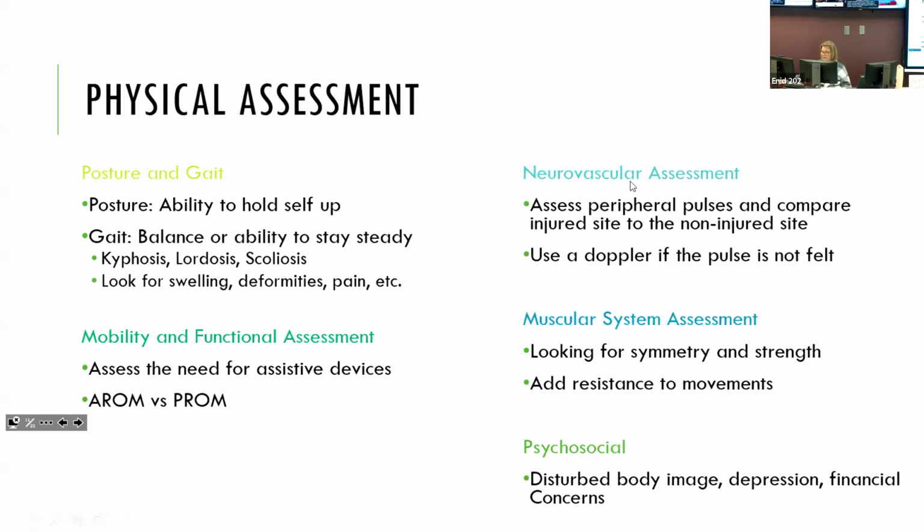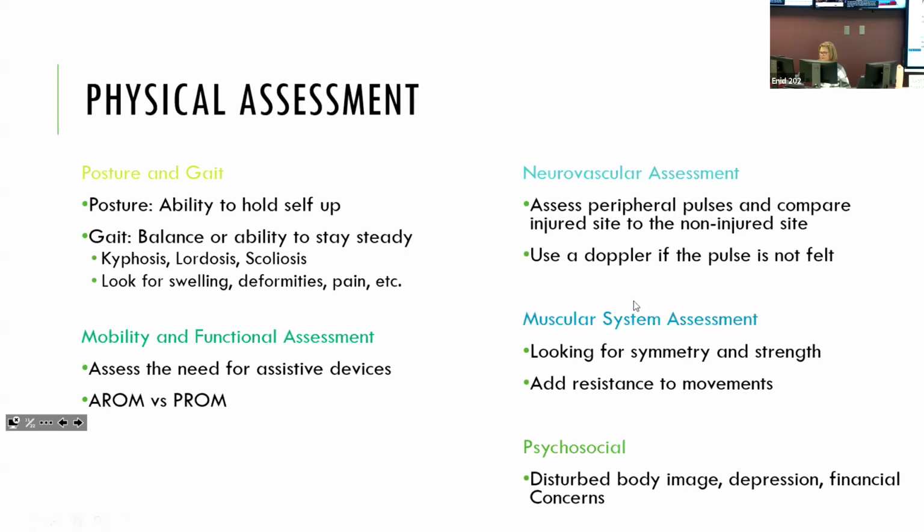For the neurovascular assessment, you're going to check your peripheral pulses, like we've been learning about, and you're going to compare the injured site to the non-injured site. So if someone has a big old swollen ankle, foot, you're going to check your pulses. And so in the injured foot, they may not be as prominent as they would in the non-injured foot. So you may have to use a Doppler if you can't feel the pulse.